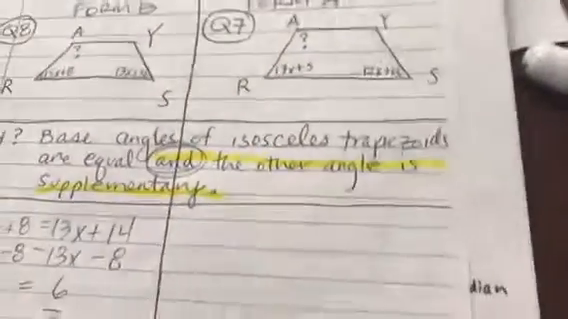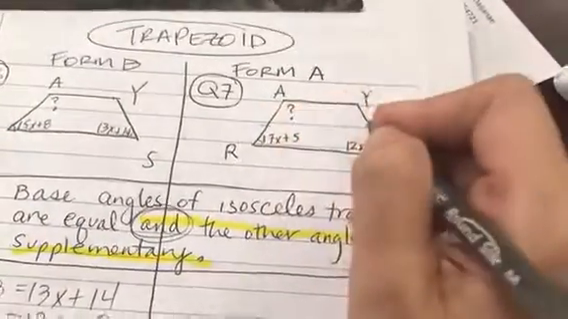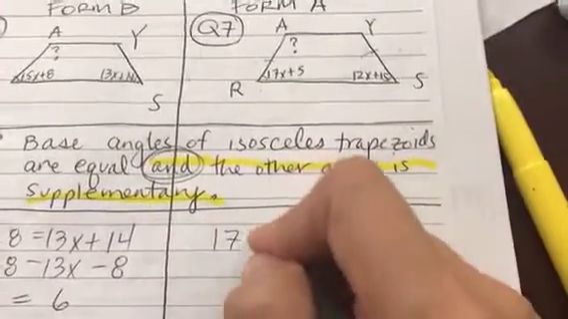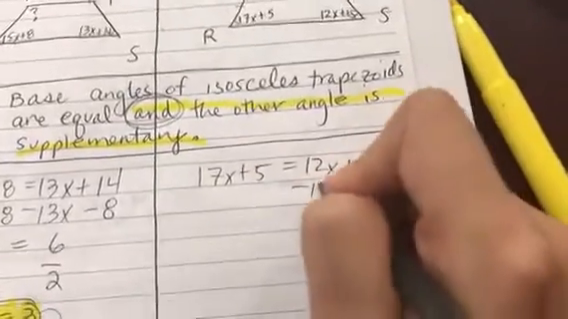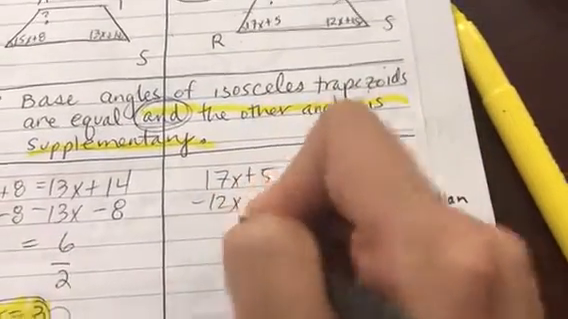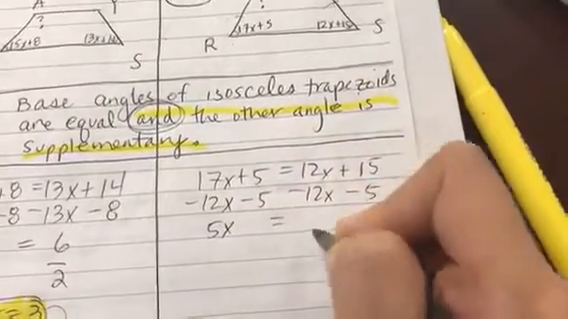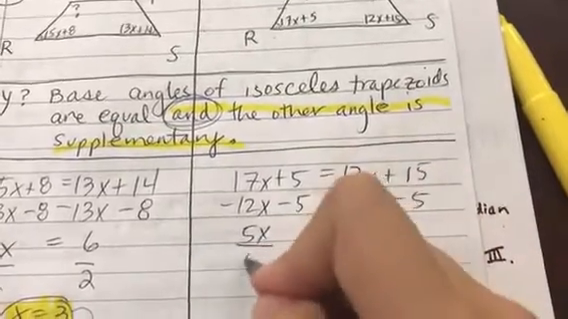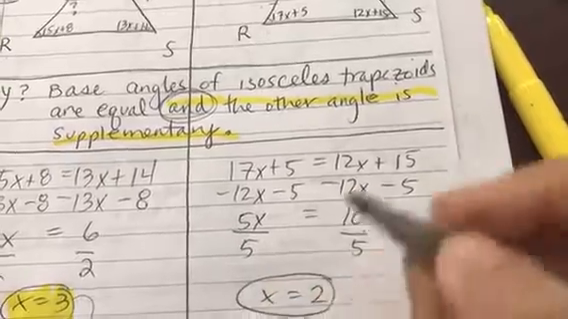Now let's take a look. Let's just practice with another problem that's almost just alike. Base angles again are equal because sides are equal. Mark, mark, necklace, necklace. Now let's set that up. 17x plus 5 is equal to 12x plus 15. And let's get x by himself on one side. So we end up getting 5x is equal to 10. When I divide both sides by 5, I get x equal 2.